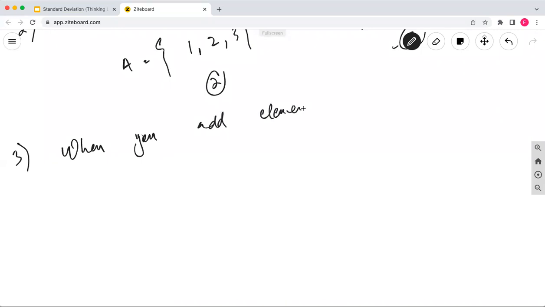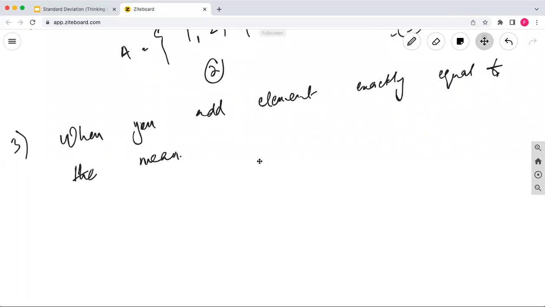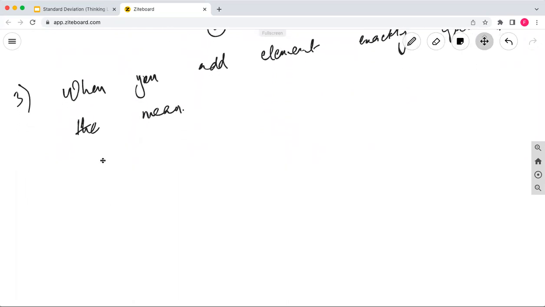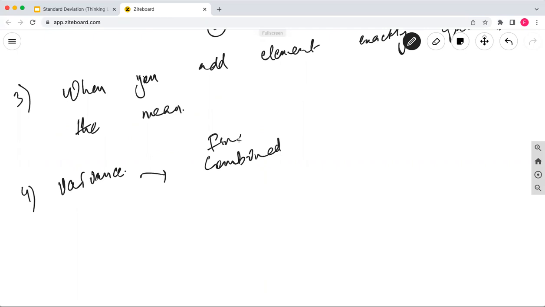an element exactly equal to the mean. Right? So remember, standard deviation will be decreased or minimized when you add an element exactly equal to the mean. These are usually the third type of question you are asked, and the fourth type, which we discussed earlier, is about the variance and that concept, how we combine, how we find the combined variance.